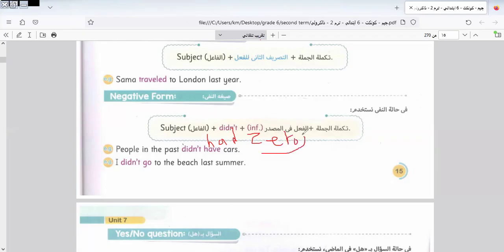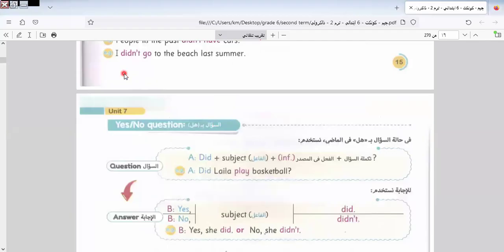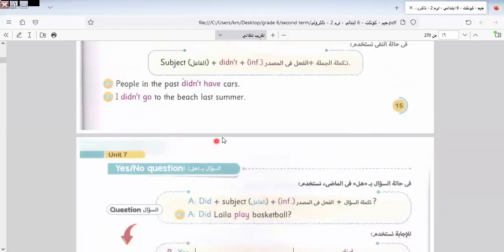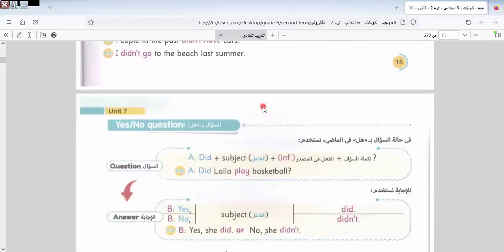Why, Miss Iman, have? Because, as we told you before, when I put didn't, the verb must go to the base or the infinitive form. So if we put the verb in the past when we have didn't, it will be wrong. You must take care when you answer the exam. You must concentrate and pay attention to every sentence that we answer. Here we have: I didn't go to the beach last summer.